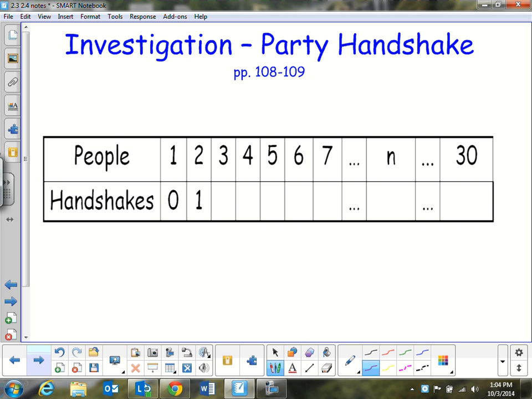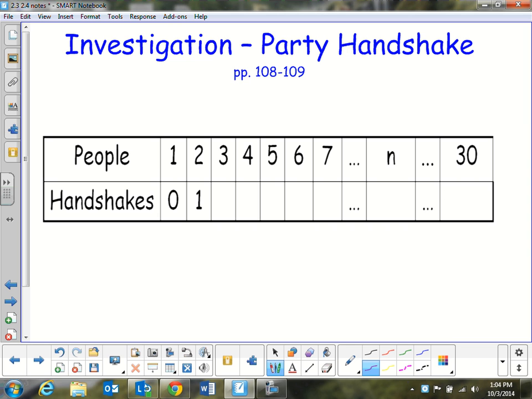Okay, so the investigation that we're talking about here is the number of handshakes going on at a party, depending on how many people are there. A typical question would be, if there's 100 people at a party and all of them were to shake hands, how many handshakes total would there be?